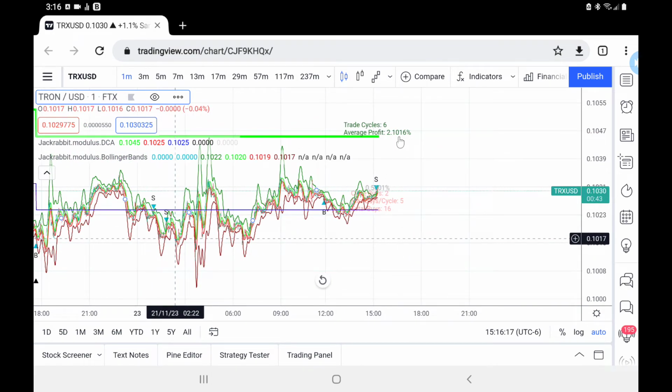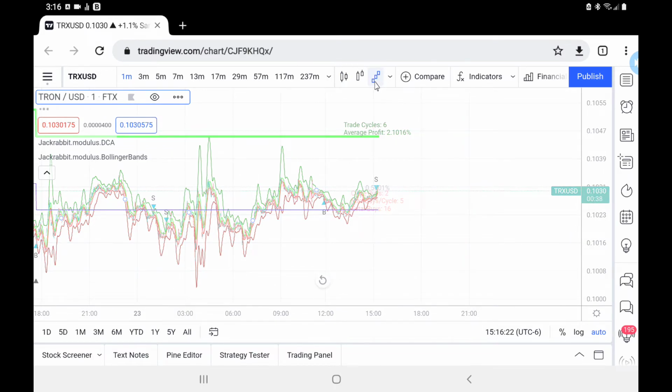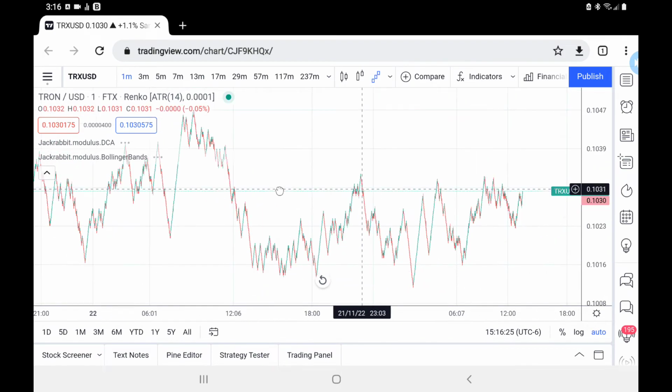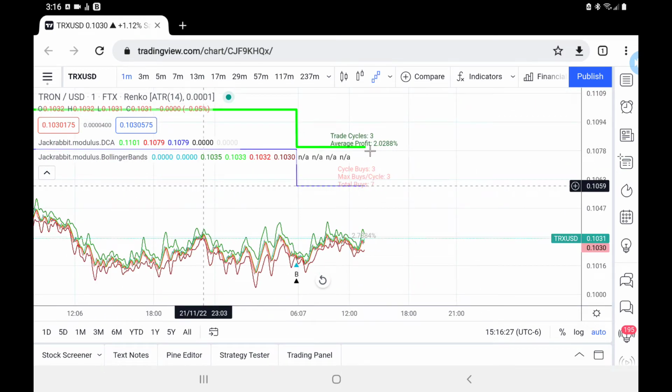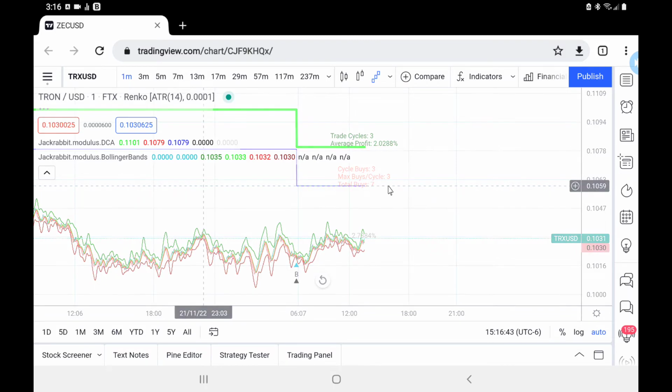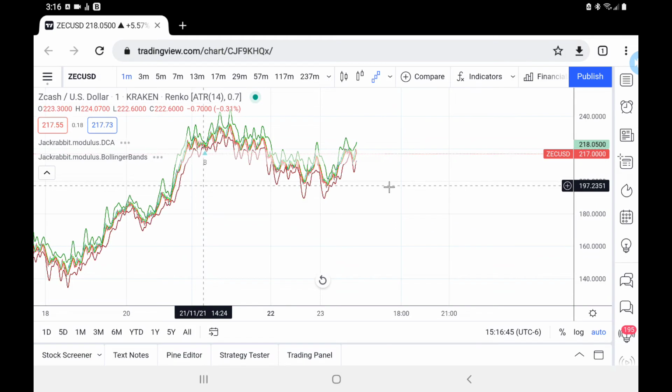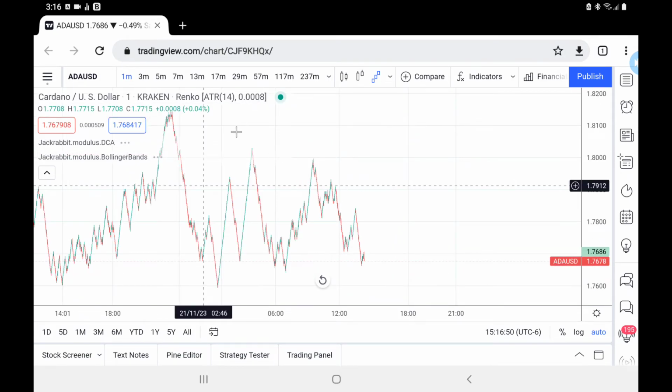Okay, 6 trades, 2% average. Three trades, 2% average, so not much of a difference. But it does have a limit of 3 maximum positions. So that's good there. Let's see if we can find something that lets it shine.